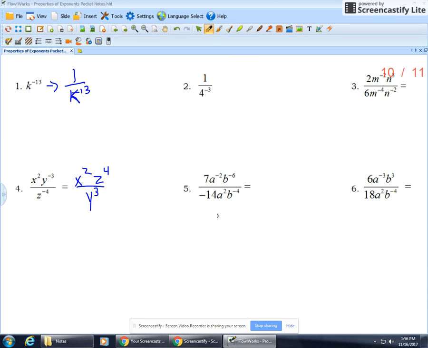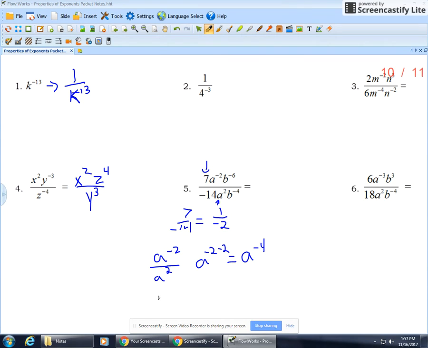For 5, we want to make sure we do any operations first, and then we're going to put it all together. So we separate the numbers first. So we got numbers. We got 7 over negative 14. Well, what does 7 over negative 14 simplify down to? 1 over negative 2. We'll leave it there right now. So for the a's, we're going to have a to the negative second power over a to the second power. Well, dividing tells us we subtract. We're going to get a to the negative 2 minus 2. We get a to the negative 4 power.